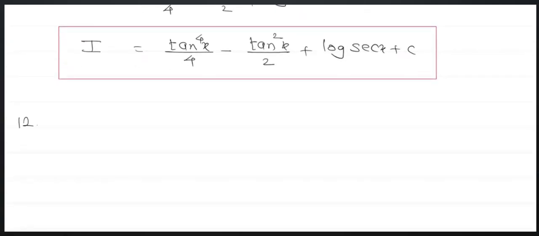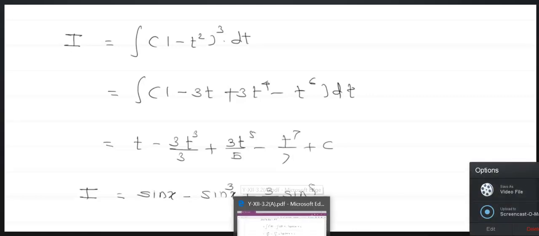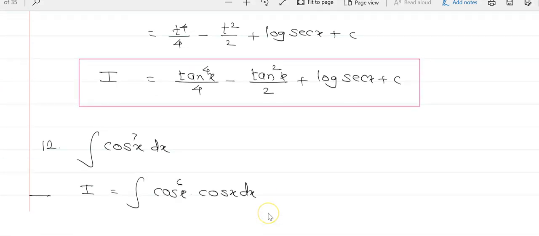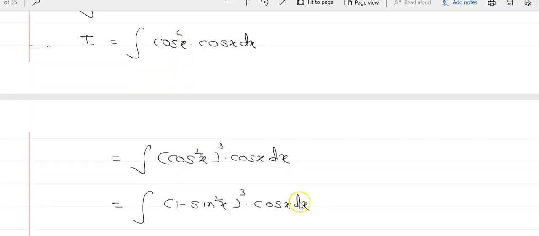Now the next example, example number 12, integral cos of x raised to 7 dx. Now see this here. That is 12, integral cos of x raised to 7 dx. It can be written as cos of x raised to 6 into cos x dx, and cos of x raised to 6 can be written as cos square x bracket raised to 3 into cos x. Cos square x can be written as 1 minus sin square x bracket raised to 3 into cos x dx.